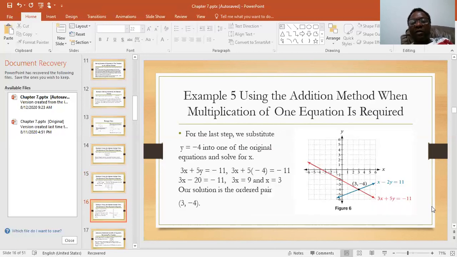If we replace it in the equation 3x plus 5y equals minus 11, we will have 3x plus 5 times minus 4 equals minus 11. So 3x minus 20 equals minus 11, 3x equals 9, so x equals 3. So our solution is (3, minus 4). On the right side, you have the graph of that system.